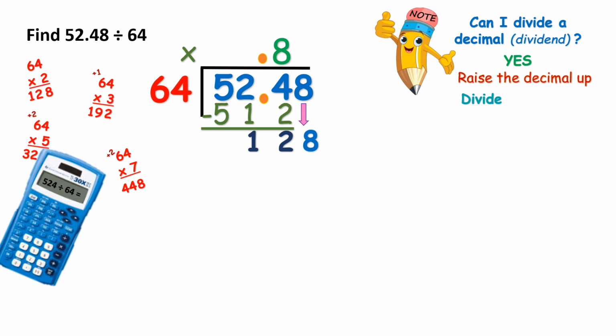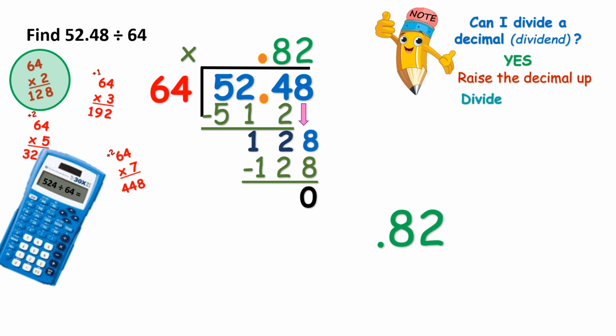Will 64 go into 128? Hey, we just worked that one before we thought about our calculator, and I could see that 64 will go into 128 2 times. Notice it goes right above the 8. 2 times 64 is 128, and I don't have a remainder. So dividing a decimal by a whole number is not a problem. We simply divide after we raise our decimal. And we continue to divide if we have any remainders. On this one, it's just simply 82 hundredths.